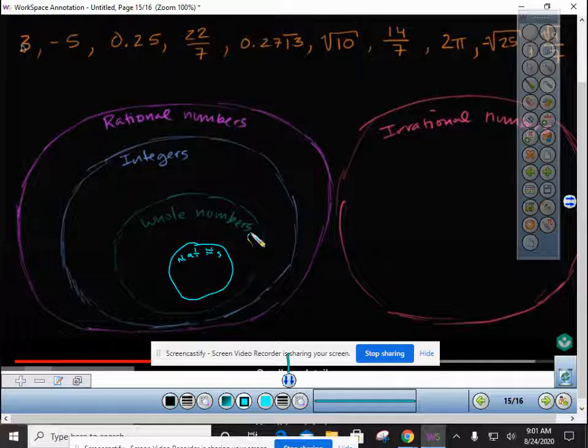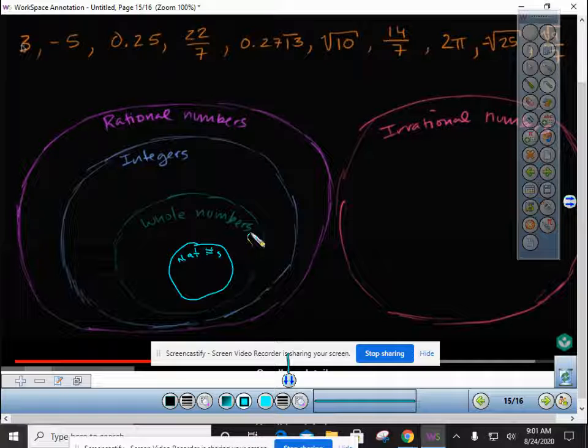If I said to you, count to 50. Count to 50. 1. What do you start with? 1. You naturally start with 1, right? If I say count to 50, you naturally start with 1. Yes? So those are natural numbers.